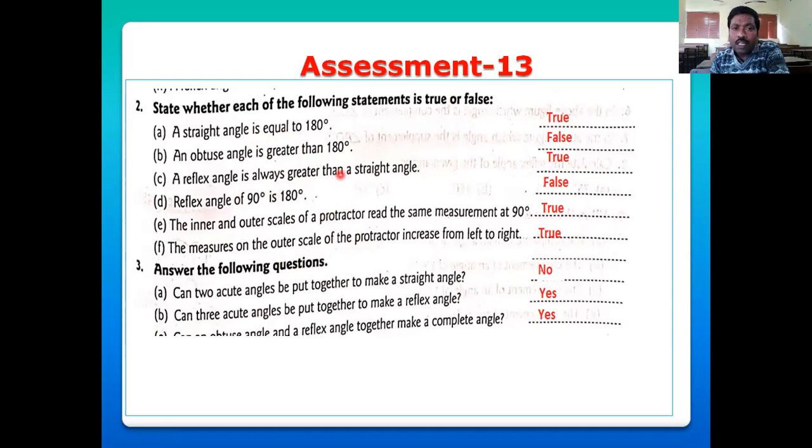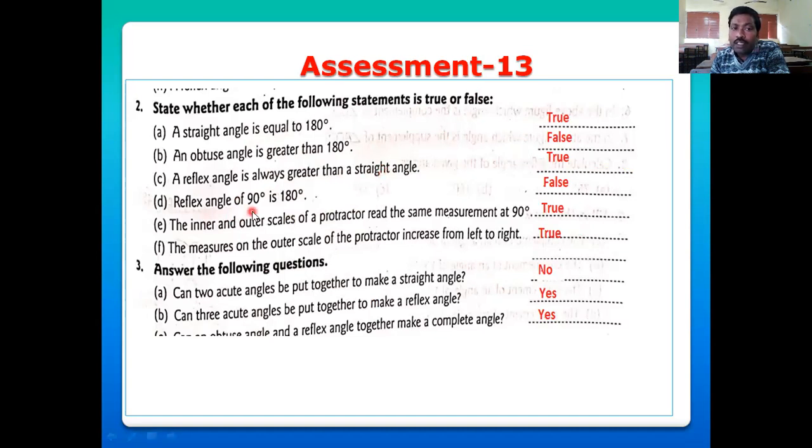A reflex angle is always greater than the straight angle. Straight angle means 180 degrees. When we check the definition of the reflex angle, we see that the angle which is greater than 180 degrees and lesser than 360 degrees is called the reflex angle. So our answer will be true.